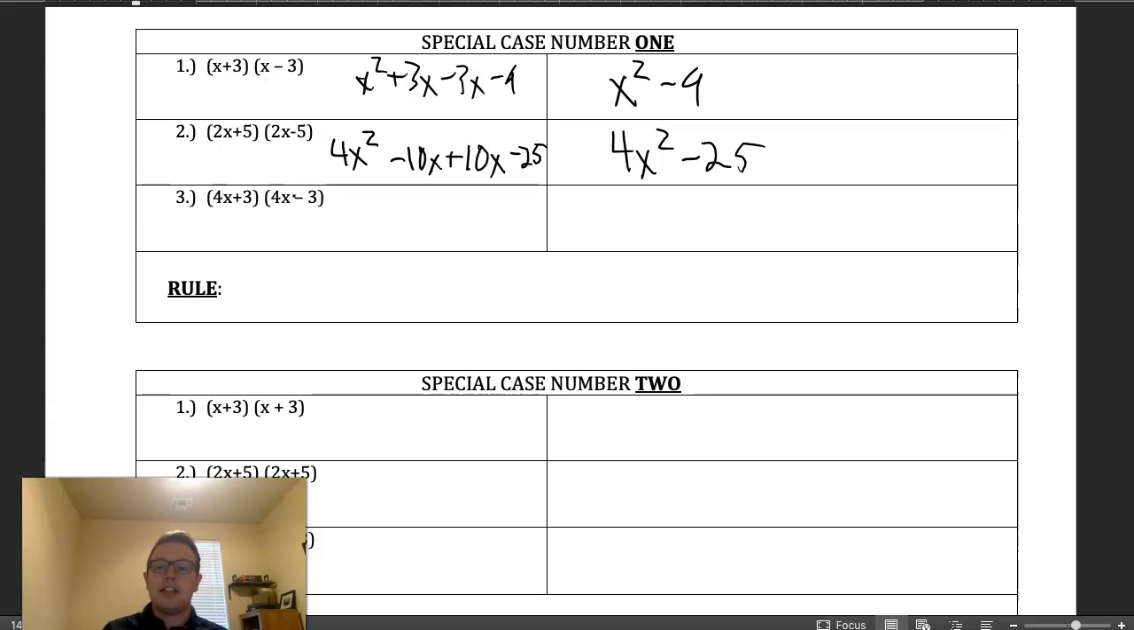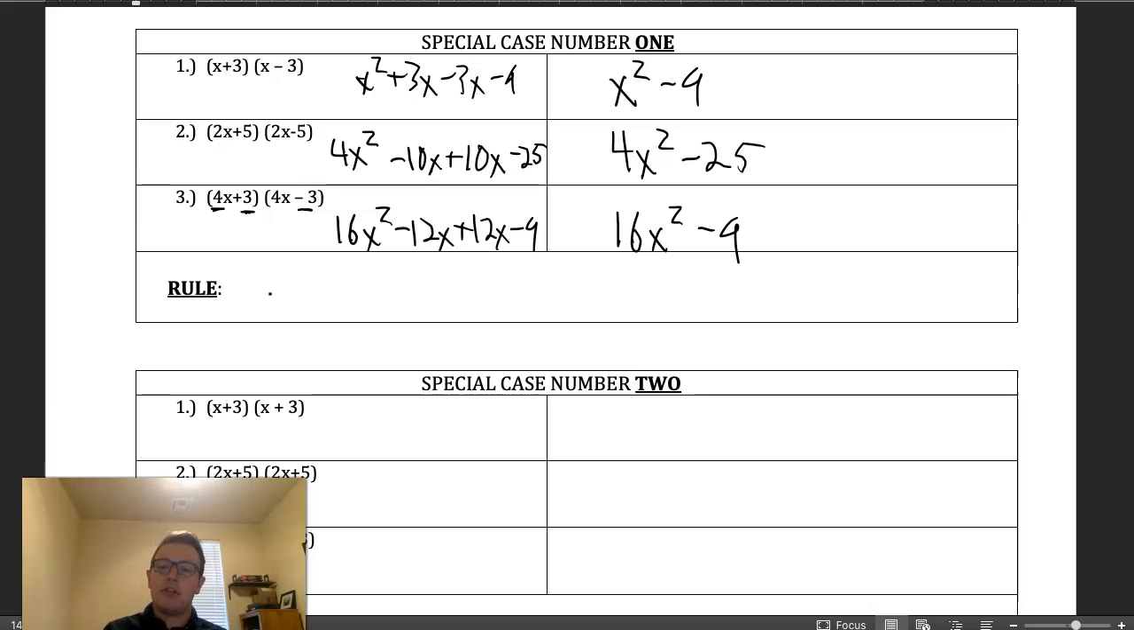What do we notice is the same or different about each of these? Each of our first terms are the same, and our second terms are only different by them being added or subtracted. So let's go ahead and try this one. We'll get 16x squared minus 12x plus 12x minus 9. So that leaves us with 16x squared minus 9.